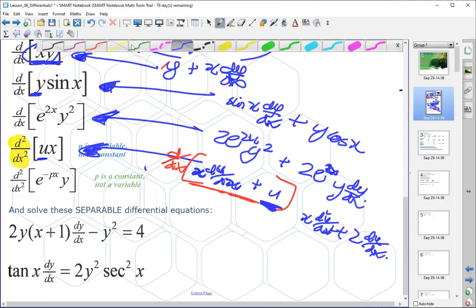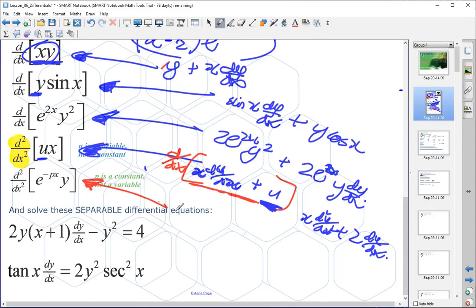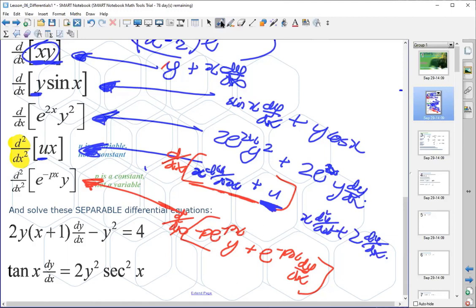Okay, now we need to do this one. This time p is a constant, not a variable. So how do I differentiate this? It's the product rule again. You differentiate the first one, which is minus p e to the minus px, times y, and then dy over dx times e to the power. Okay, so that's the first differential. You've done that splendidly. But it says differentiate it twice, so we've still got one more differential to do.